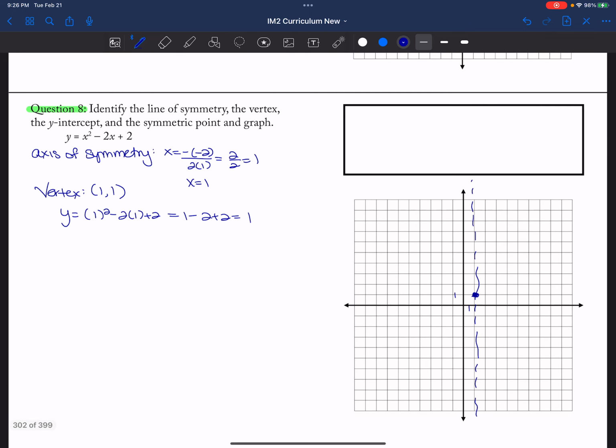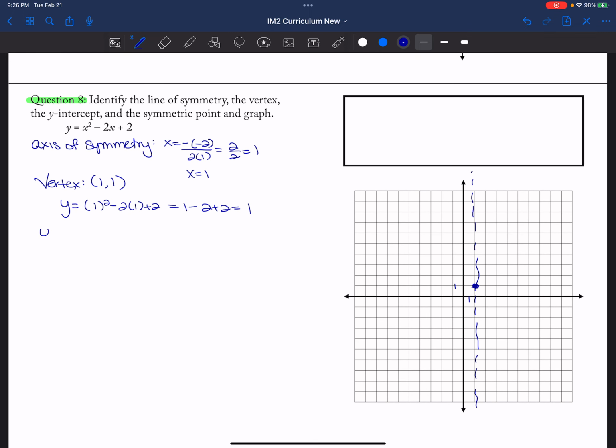All right. Back here. Y-intercept is when x is equal to 0. So y is equal to 0 squared minus 2 times 0 plus 2. So I get 2. So 0, comma 2. So then my other point is on the other side. And then I play connect the dots. That's 2. Okay.